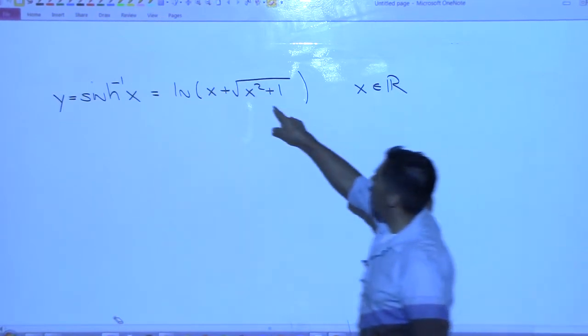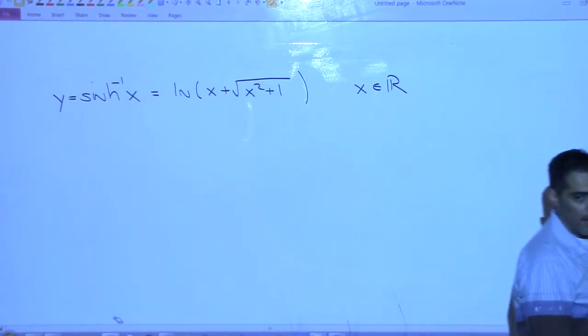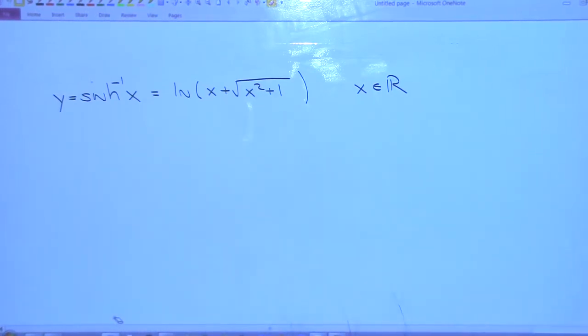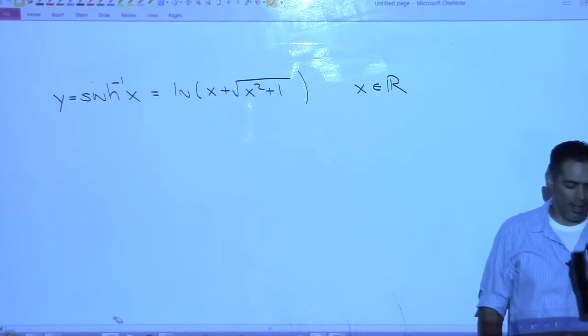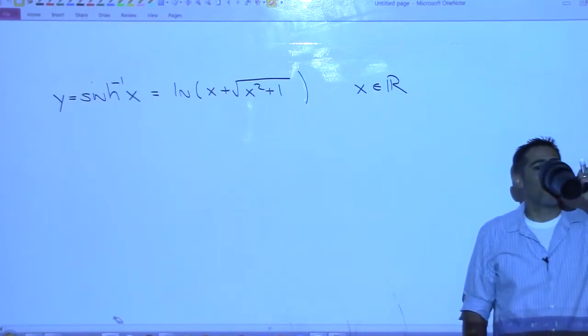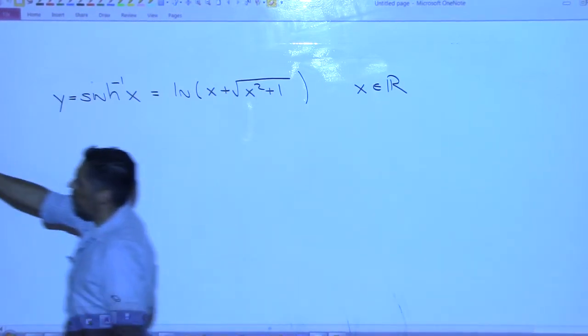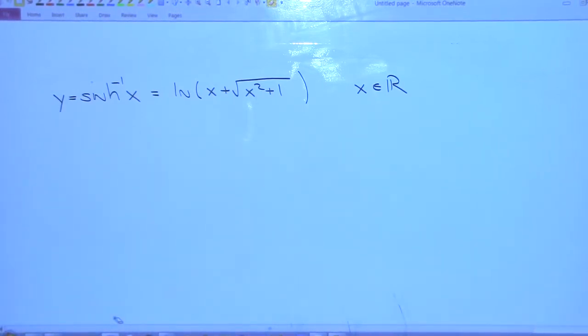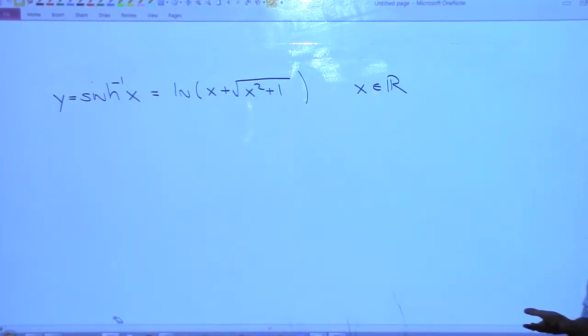You could put a negative in here because when you square it and add 1, it'll always be positive. All right, does it surprise you at all that the inverse hyperbolic sine function has a natural log in it? Why should that not surprise you? Because the original function has e's in it, right? And so the inverse should probably have logs in it.